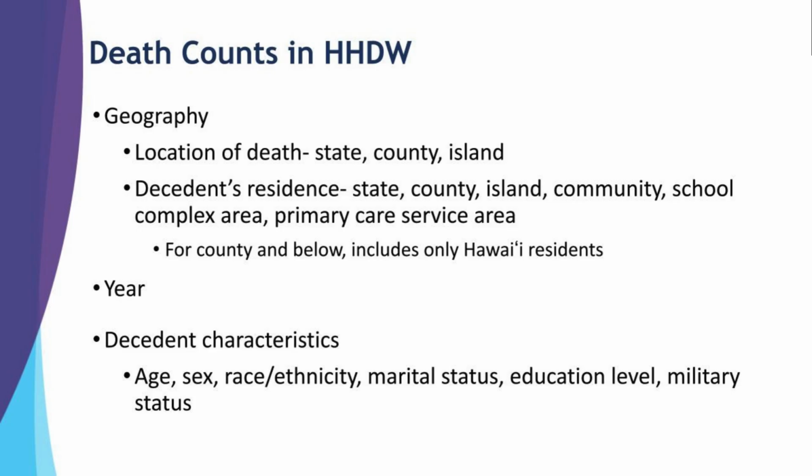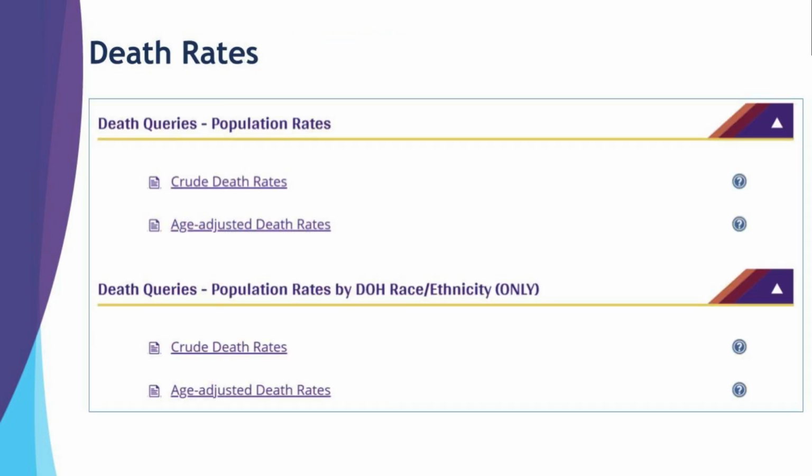And you can explore death counts by characteristics of the decedent, including age, sex, race, ethnicity, marital status, education level, and military status. HHDW provides 2 different death rate measures for the population and the population by DOH race ethnicity. The first is the crude death rate. This will be the number of deaths per 100,000 population. If you wanted to see the death rate for a specific age group, this is the rate you would use.